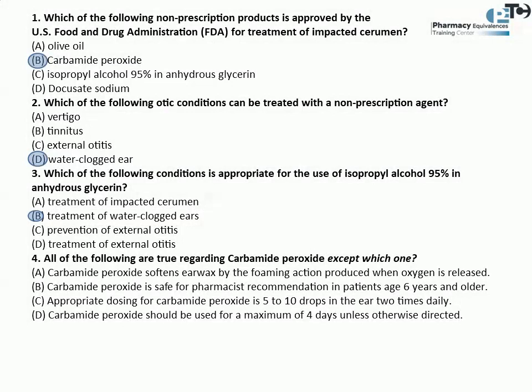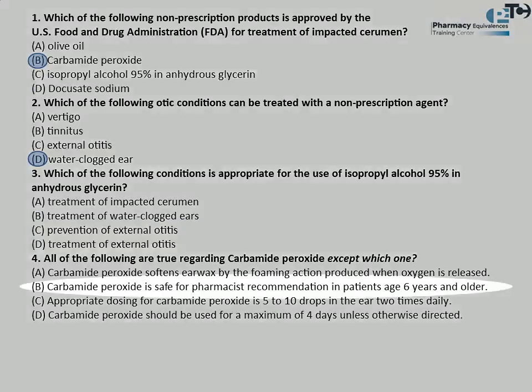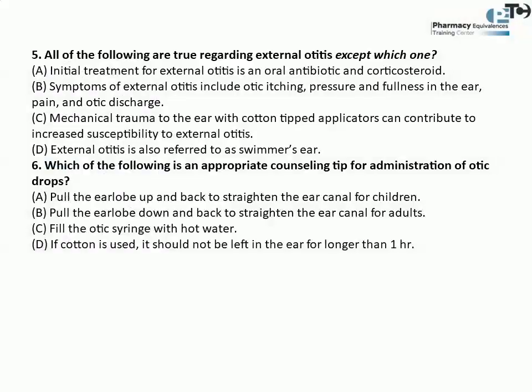4. All of the following are true regarding carbamide peroxide except which one? A. Carbamide peroxide softens earwax by the foaming action produced when oxygen is released. B. Carbamide peroxide is safe for pharmacist recommendation in patients age 6 years and older. C. Appropriate dosing for carbamide peroxide is 5 to 10 drops in the ear 2 times daily. D. Carbamide peroxide should be used for a maximum of 4 days unless otherwise directed. The answer is B.